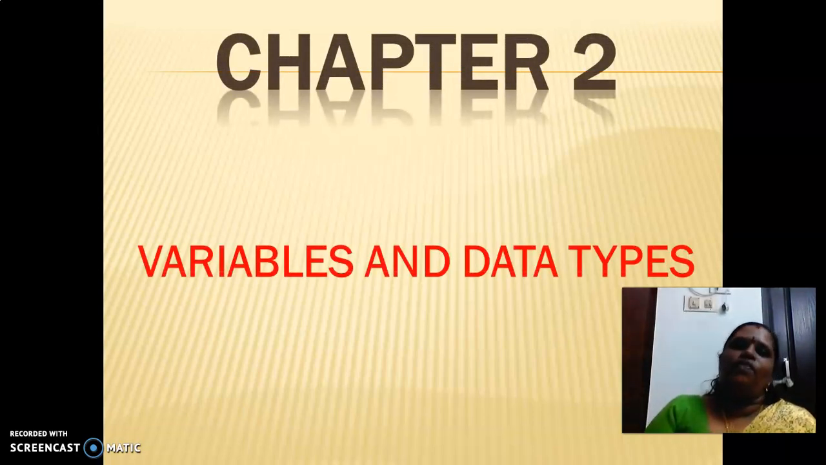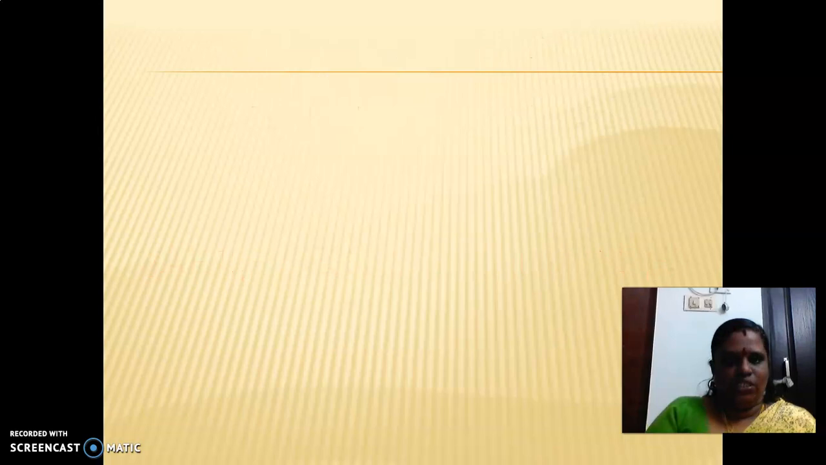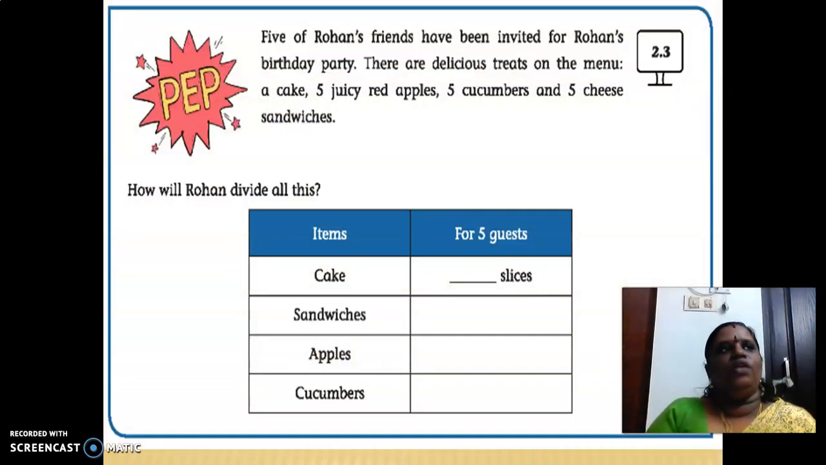So last class we saw about the variables and the constants, right? So what are the variables and what are all the constants? Up to this activity we stopped.